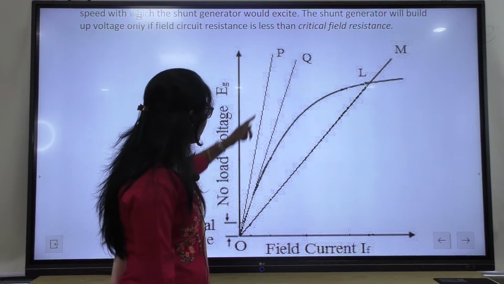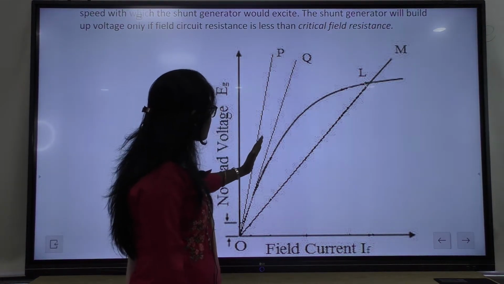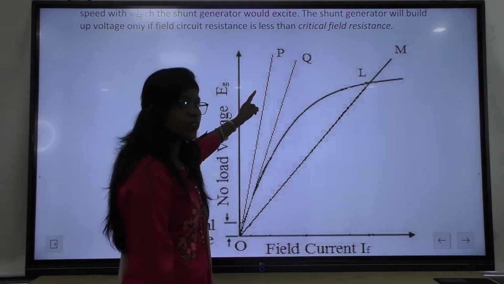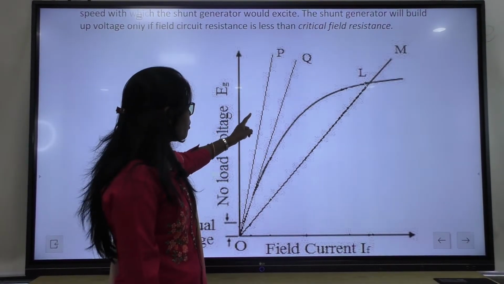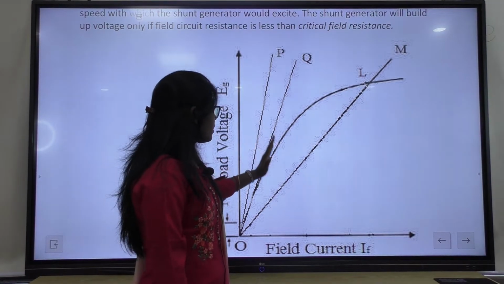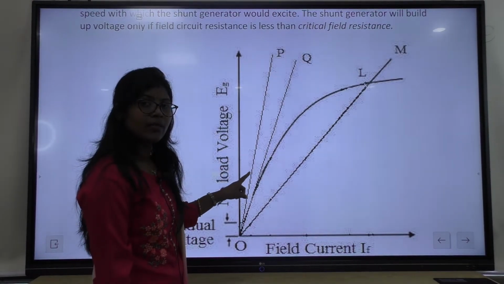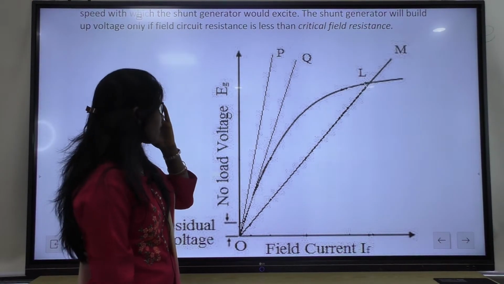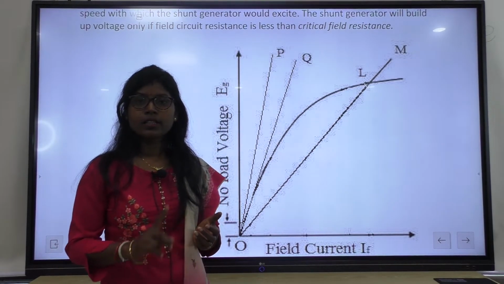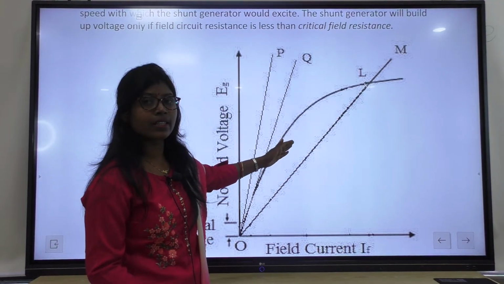Look, if the shunt field resistance is beyond the critical resistance, if it is more than the critical resistance, then the generator is not able to generate the voltage. So, the condition for voltage build up of the generator is that the shunt field resistance should be less than the critical field resistance.